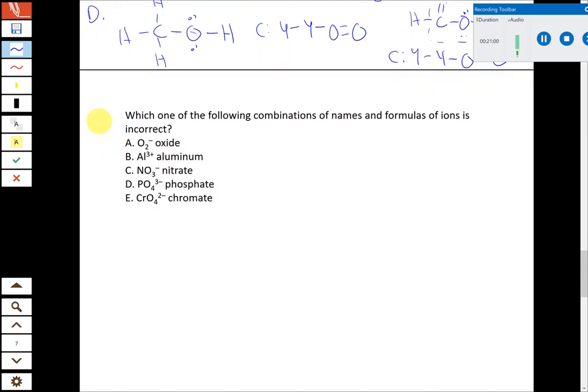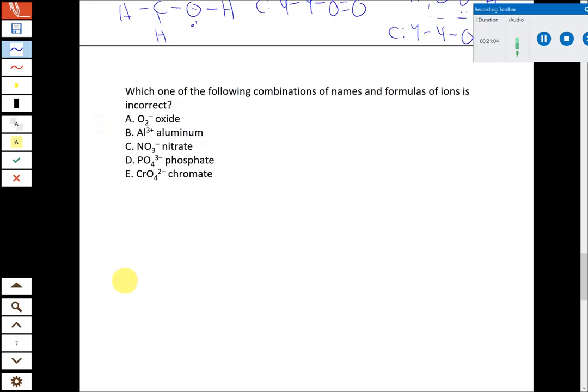All right, so this one here, we're dealing with which of the following combinations of names and formulas of ions is incorrect. And a lot of you, I think, got the wrong answer just by not really looking at the answer choices closely. So most of these are anions. The exception is choice B here. So remember that when we're naming a metal cation, it's just going to be the name of the metal, and then if it's a variable charge, you have to put the charge in parentheses.